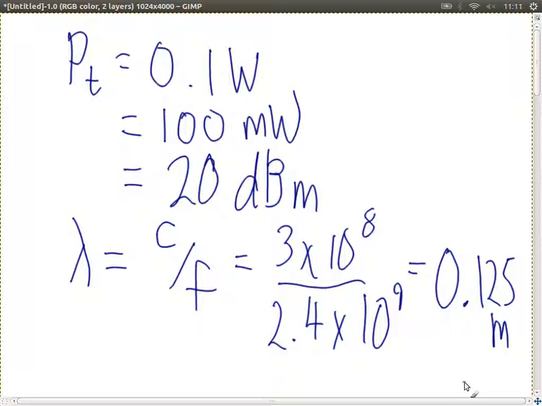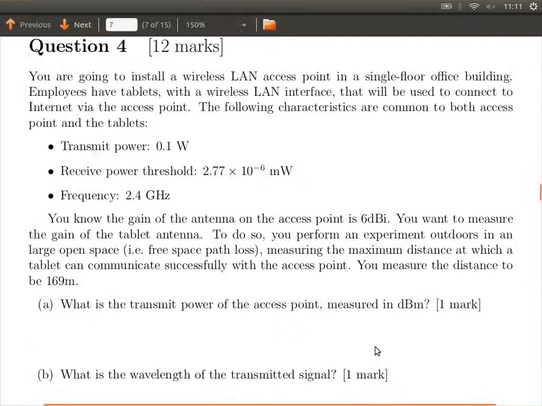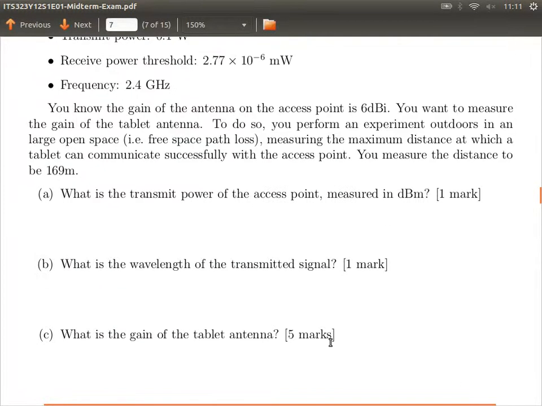We know the transmit power. In fact, we have it in this case in three different values, 0.1 watts or 100 milliwatts or 20 dBm, whichever one we want to use. They're all the same. They're the easy parts. Part C asks, what is the gain of the tablet antenna?